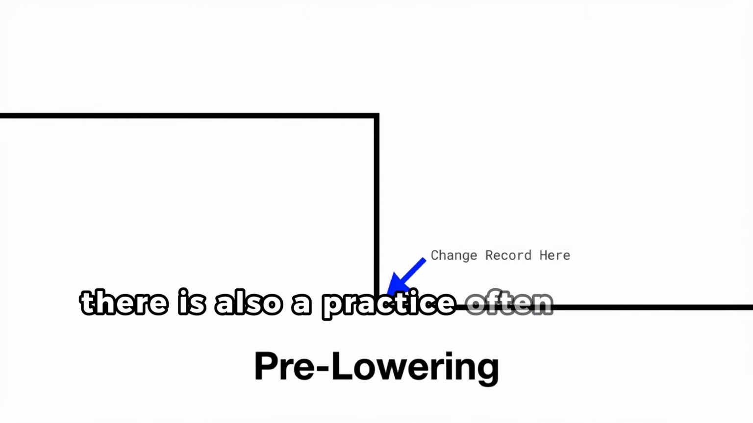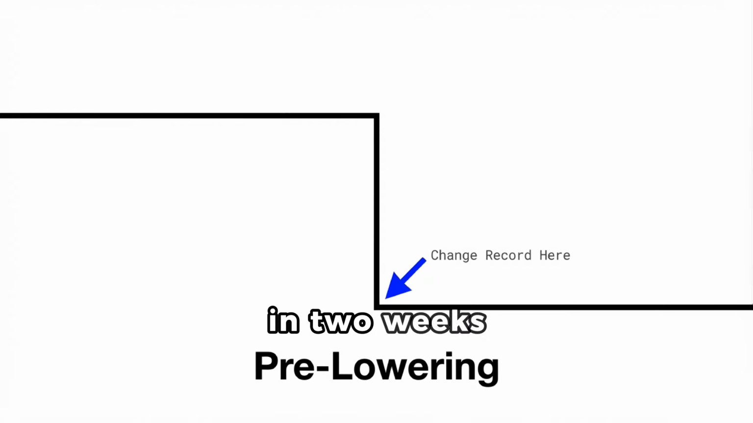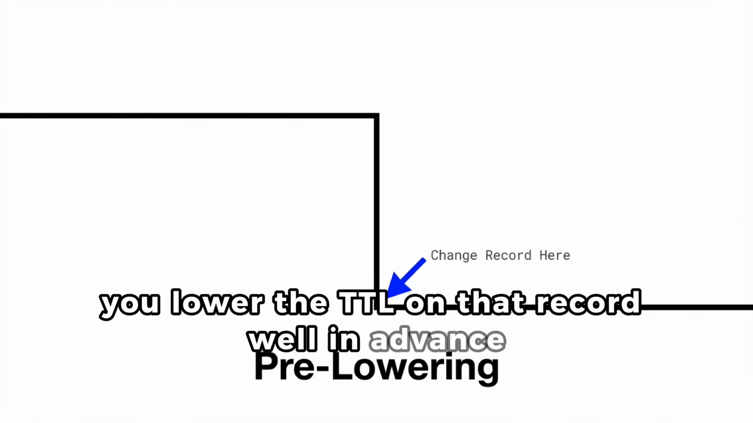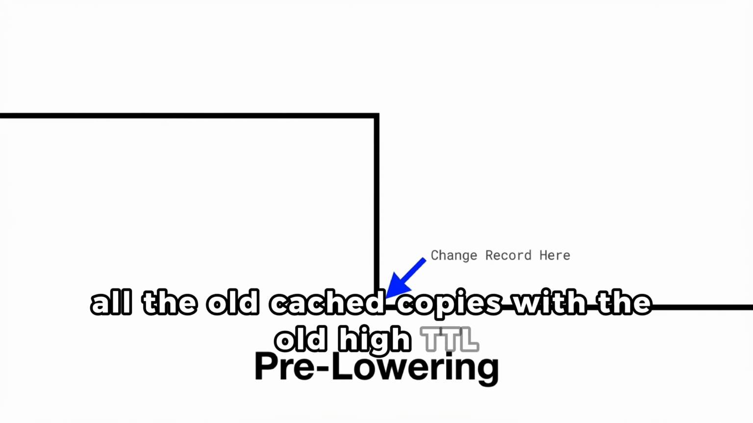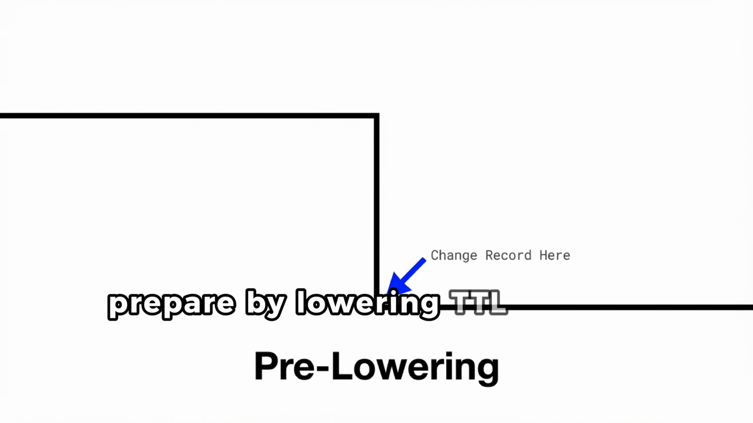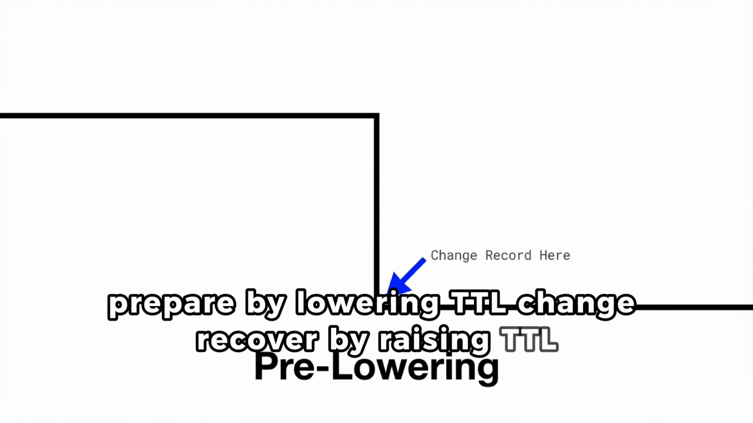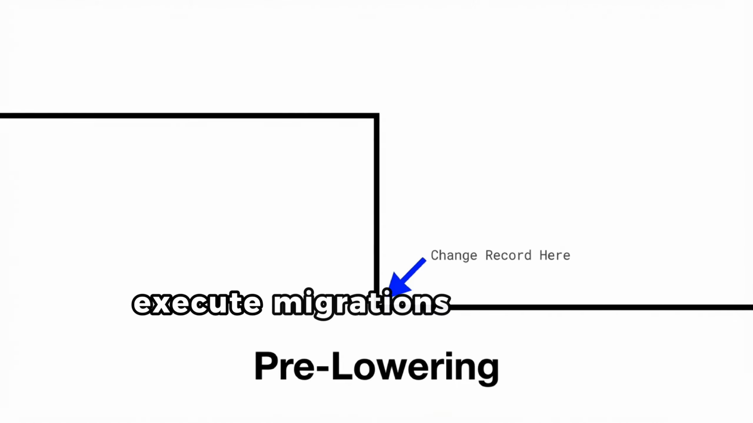There is also a practice, often called TTL pre-lowering, that smart operators use before planned changes. If you know you're going to change a DNS record in 2 weeks, you lower the TTL on that record well in advance. By the time you make the actual change, all the old cached copies with the old high TTL have long since expired. Then, after the migration is complete and stable, you raise the TTL back to a more efficient value. This technique, prepare by lowering TTL, change, recover by raising TTL, is standard practice for any DNS change that needs to propagate cleanly. The engineers who know to do this smoothly execute migrations that look effortless.